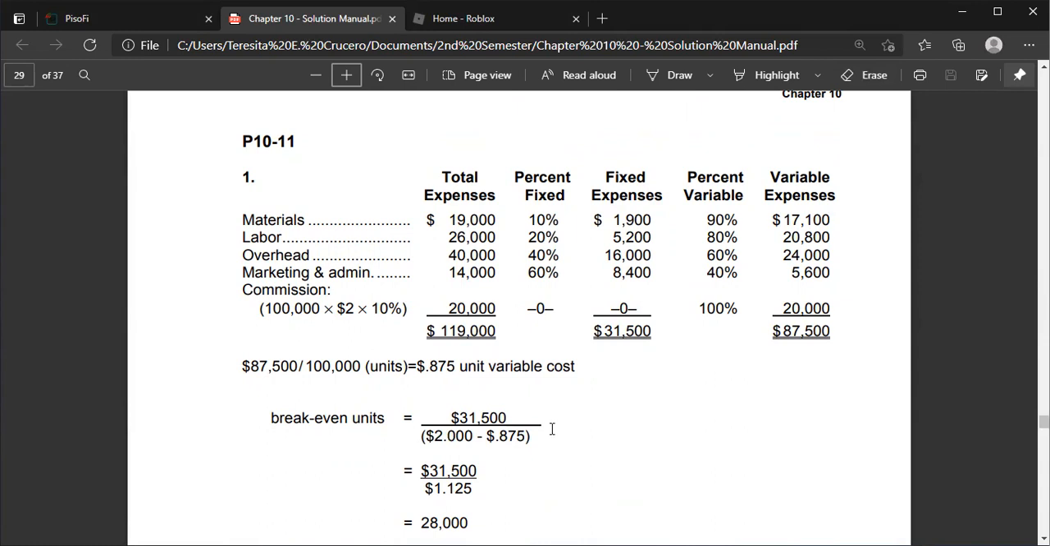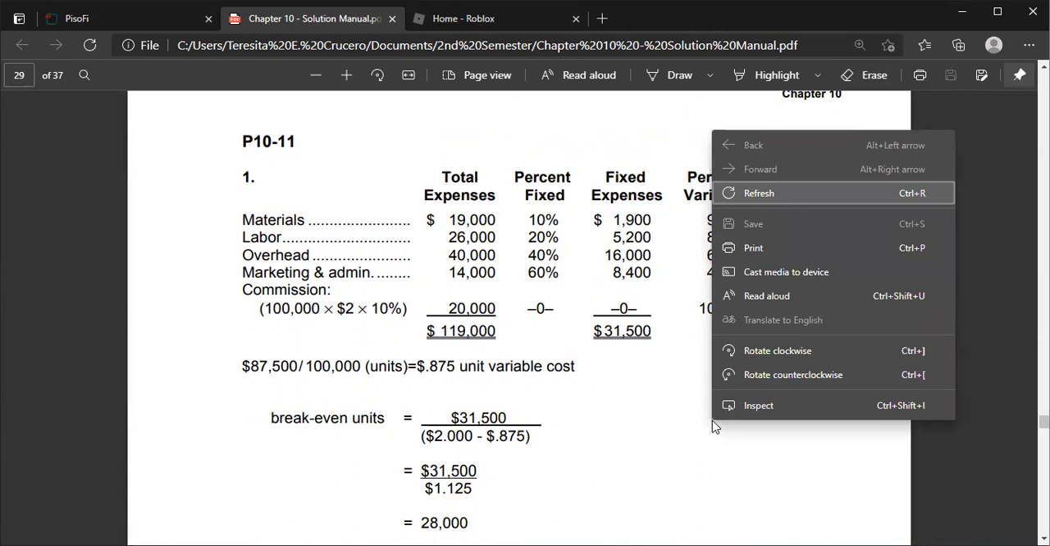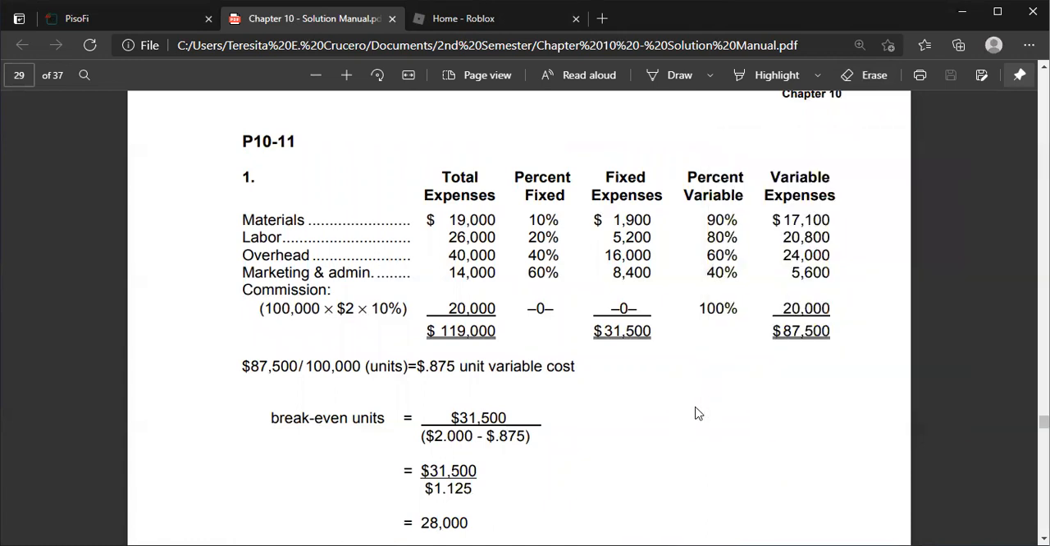An Irish firm specializing in marketing will be engaged to sell the manufactured product and will receive a commission of 10% of the sales price. None of the U.S. Home Office expense will be allocated to the Irish facility. So in the case of number 1, we have now your total expenses given at 119,000. Actually, we have materials, 19,000, labor, 26,000, overhead, 40,000, marketing and administration, 14,000, and the commission is 100,000 units times $2 per unit times 10%. So the commission of 20,000 for the predicted sales of 100,000 units.